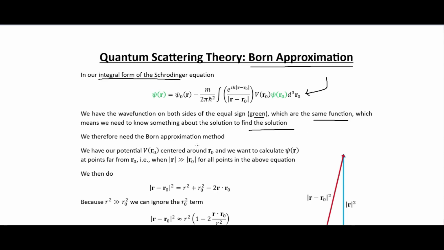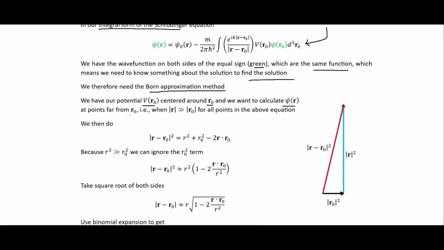But if we want an exact solution, then we need to do something else. We need to use what is called the Born approximation method. And so we have our potential V here centered around the point r sub naught, and we want to calculate the wave function at points far away from the center of that potential, so that means that our r is much greater than our r sub naught here for all points in this equation right here.